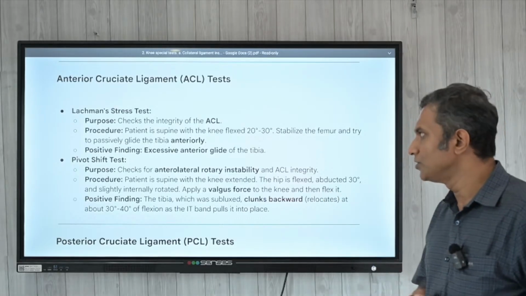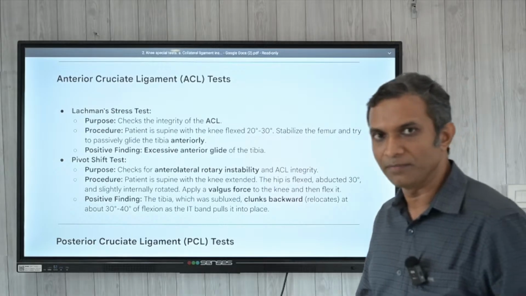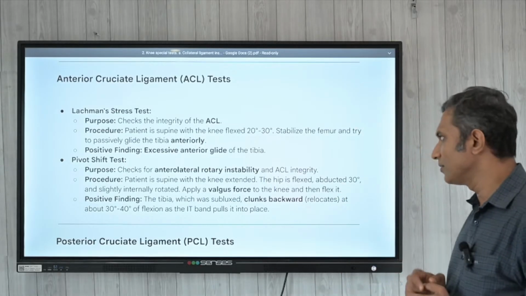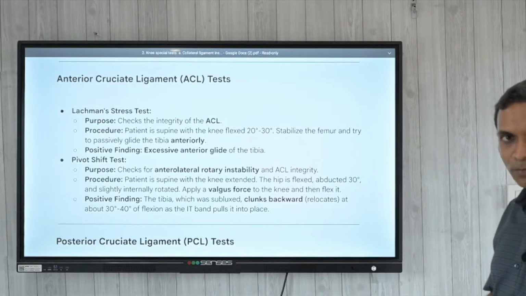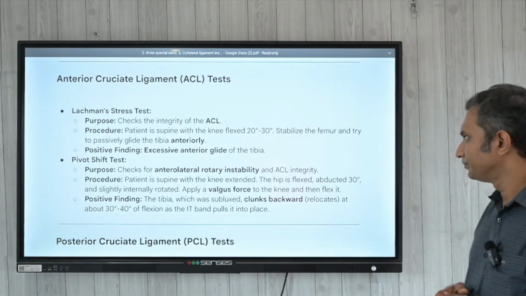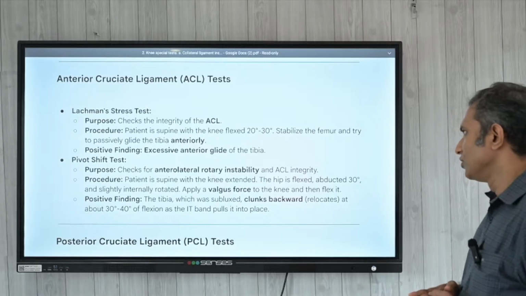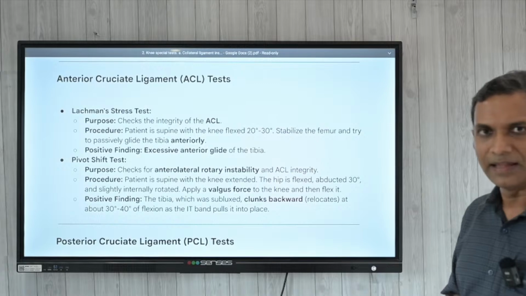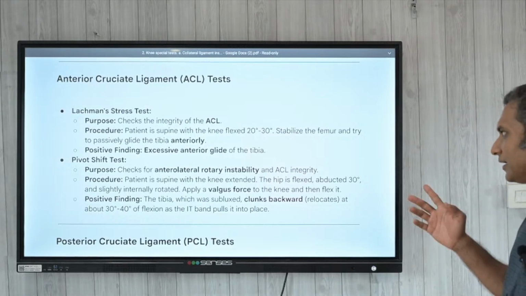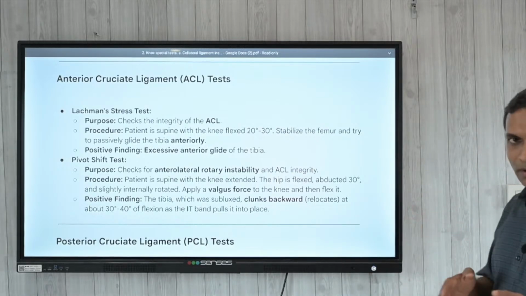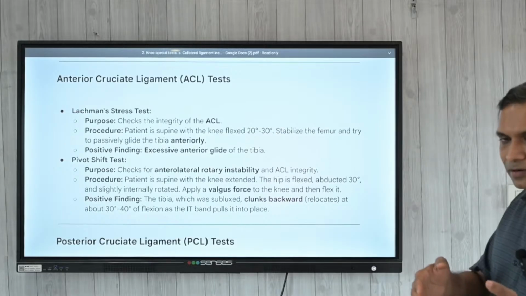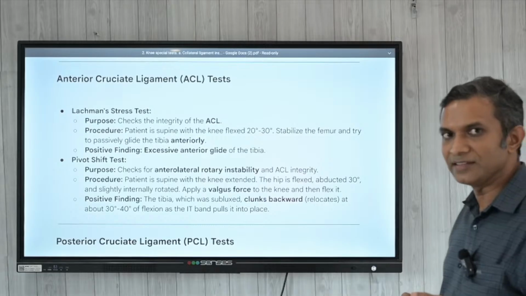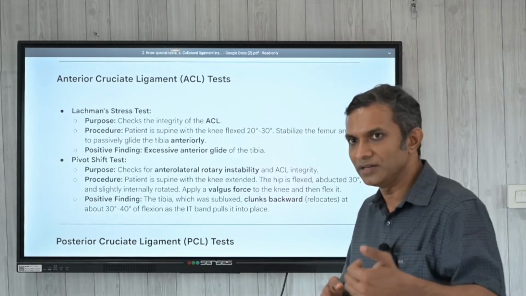So in the pivot shift test, we are going to check mainly for anterolateral rotatory instability. Here the patient is in supine with the knee joint extended. The hip joint is flexed and abducted to 30 degrees and slightly internally rotated. Here we apply a valgus stress, and this valgus stress is applied as the knee joint is flexed.